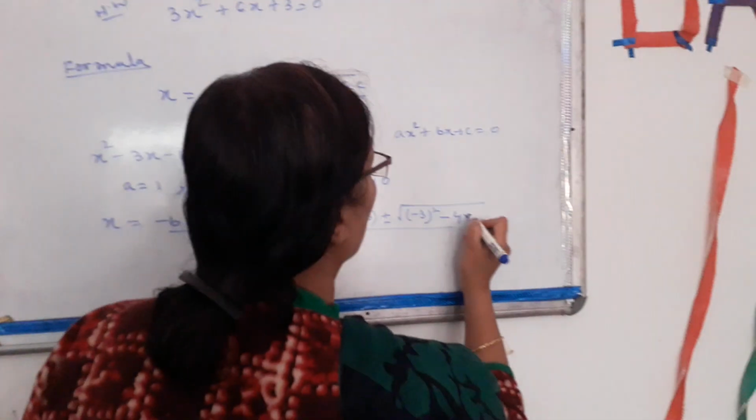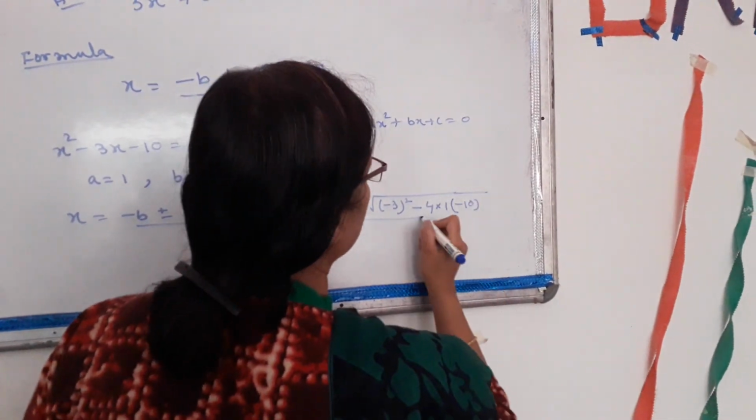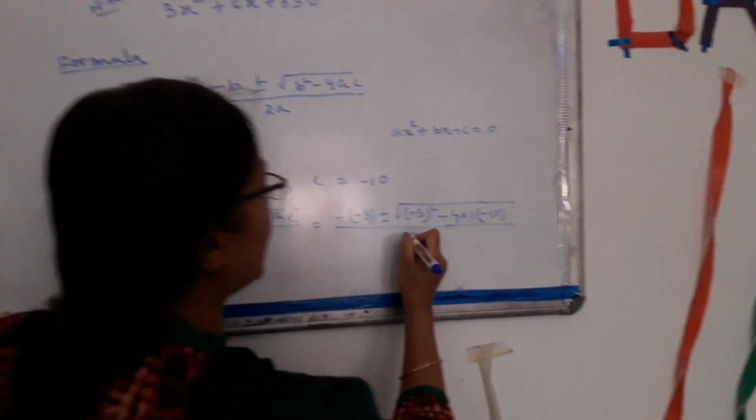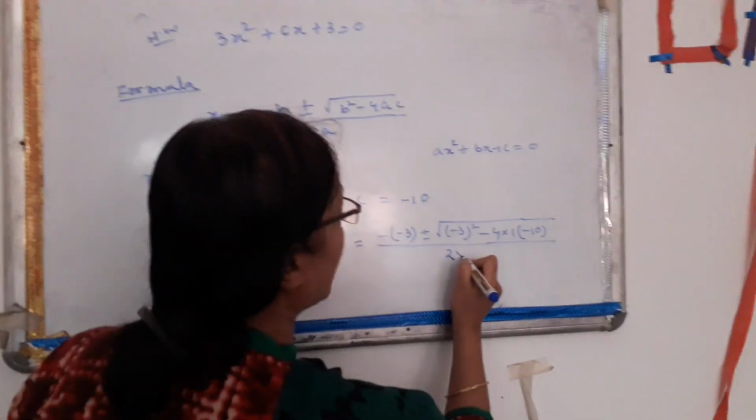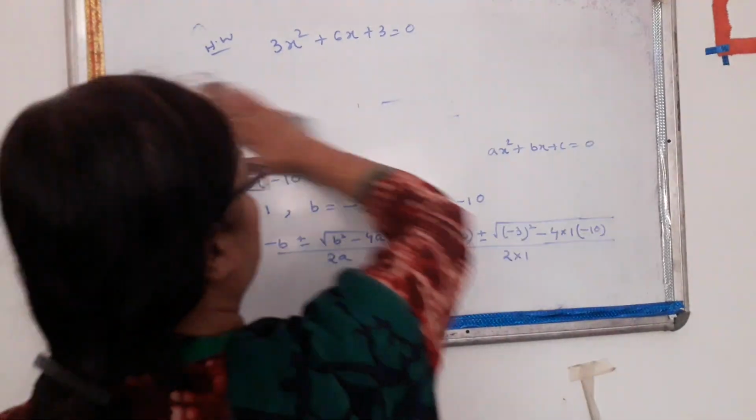A is what? 1, and c is what? Since minus is there, I prefer to always use one bracket. Maybe a mistake will be there otherwise. 2 into a. A means what? 1. So now I am going to do the further calculation. Here I do the calculation.